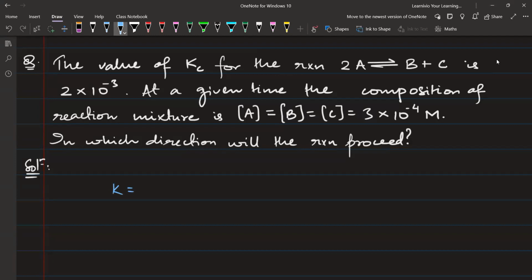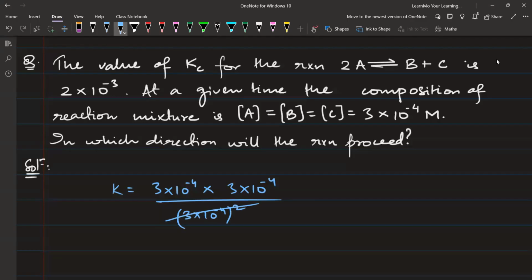तो B का concentration कितना है? B का concentration है 3 into 10 to the power minus 4 into the concentration of C, 3 into 10 to the power minus 4 divided by concentration of A, वो भी वही सेम है, 3 into 10 to the power minus 4 का स्क्वायर. So this and this whole thing will cut, so K is equal to आ जाएगा 1. बट सर K तो आपको दिया हुआ है यहाँ पे 2 into 10 to the power minus 3. So why is K equal to 1?